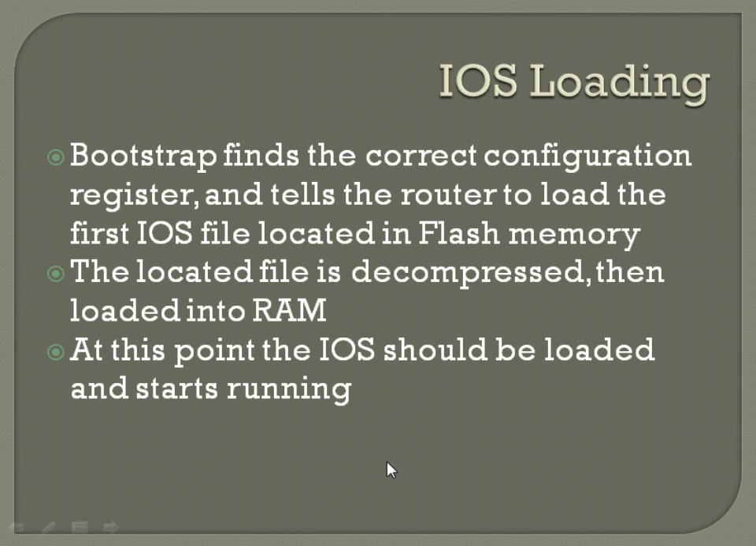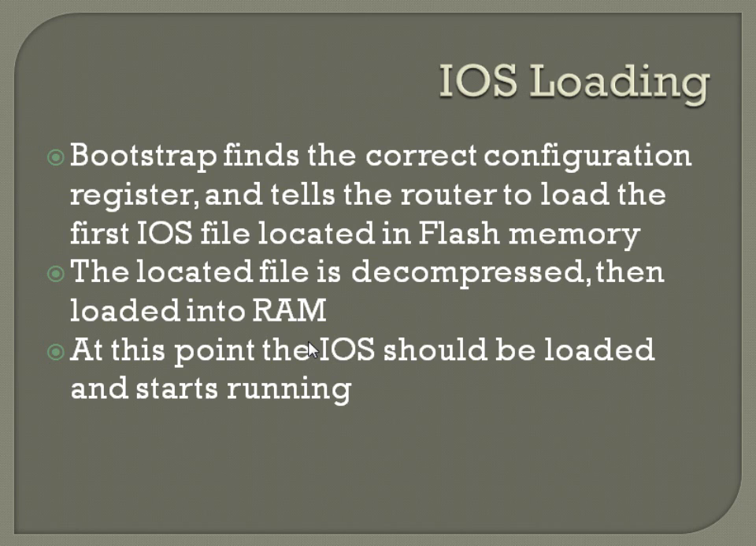And then IOS loading. The bootstrap finds the correct configuration register and tells the router to load the first IOS file located in flash memory. So the located file is decompressed, then loaded into RAM. At this point, the IOS should be loaded and starts running.